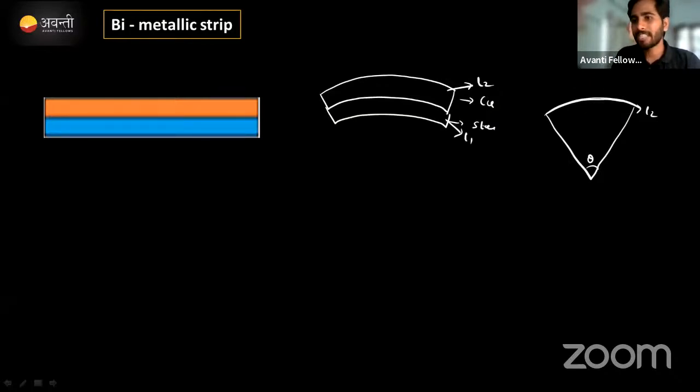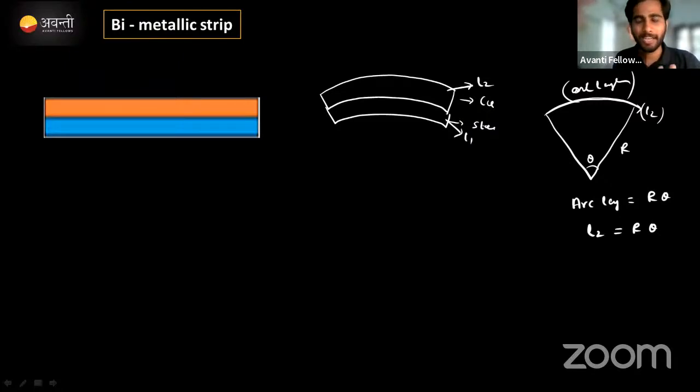Actually look, this is nothing but arc length. Correct? L2 is nothing but arc length. This is the radius. Right? If you want to find out the arc length, how do you write it? Arc length will be equal to r into theta. R into theta. What is the value of arc length here? Suppose L2. Okay, and you write r into theta. Clear? This is how we write arc length.